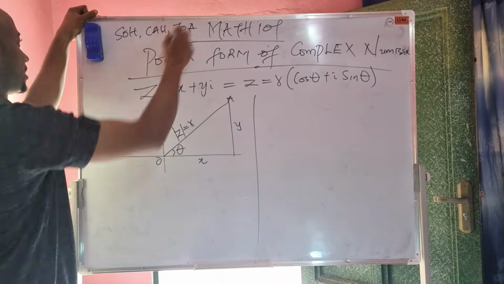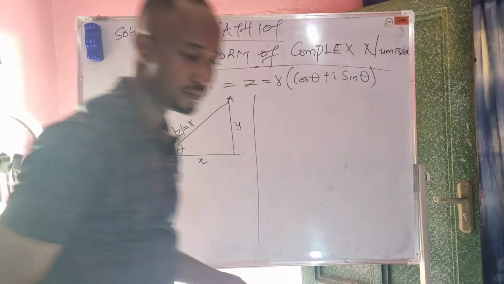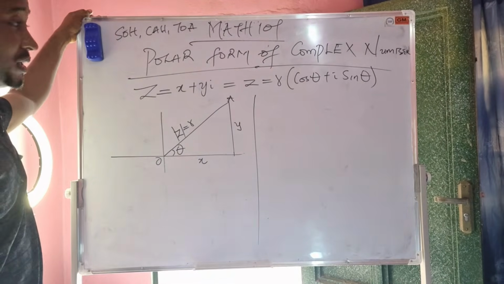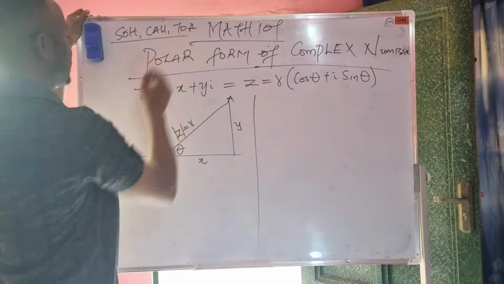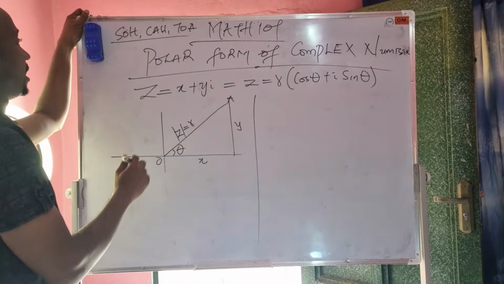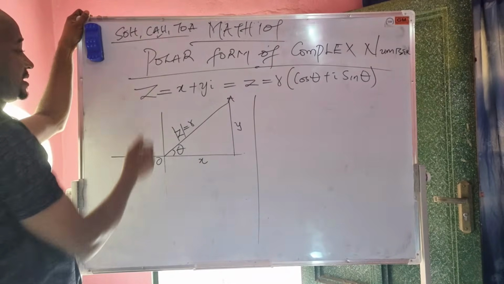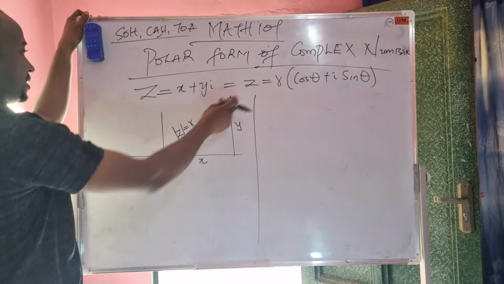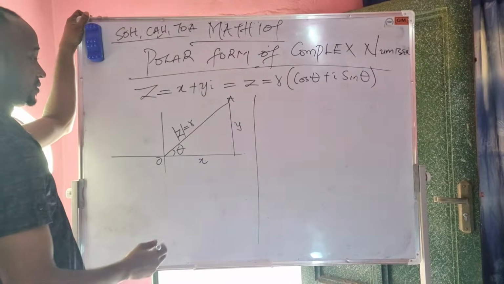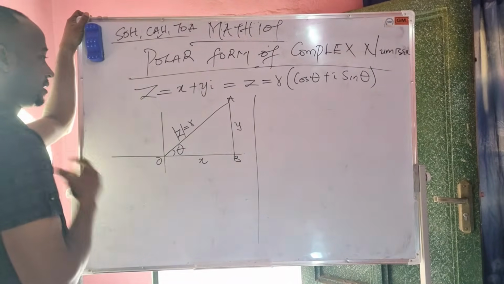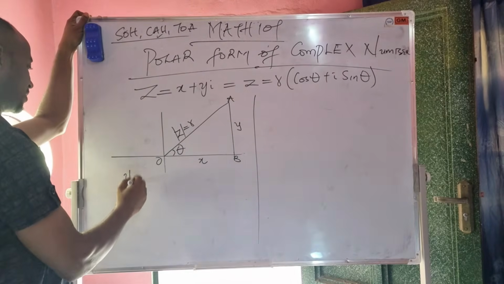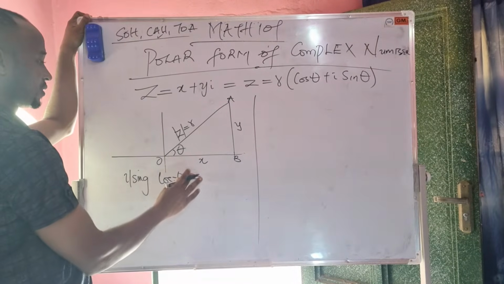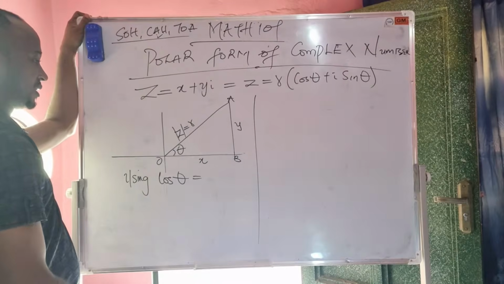I hope we can all see the board. From the word SOHCAHTOA, if you look at it very well, the right trig to use here is cos, because x represents the adjacent, while OA represents the hypotenuse. Now I'm going to say, using cos theta, cos theta equals adjacent over hypotenuse.